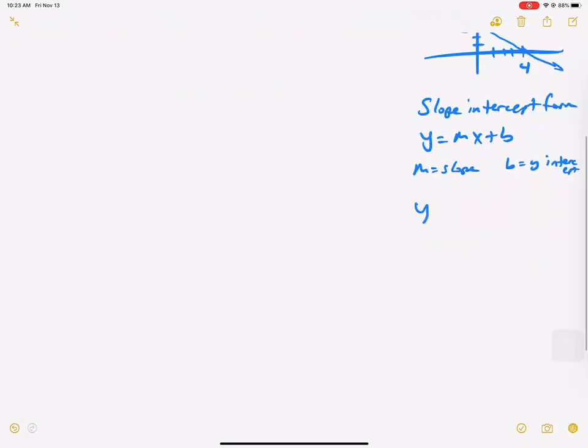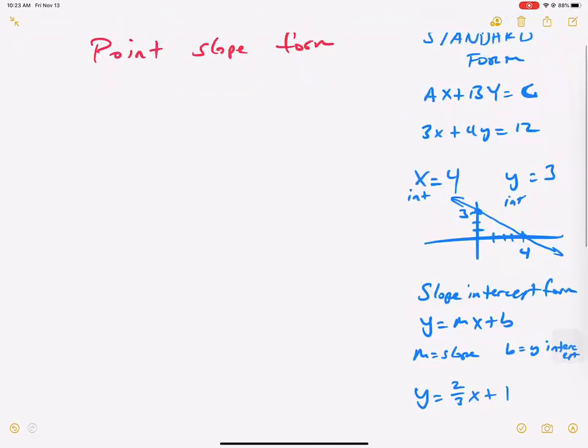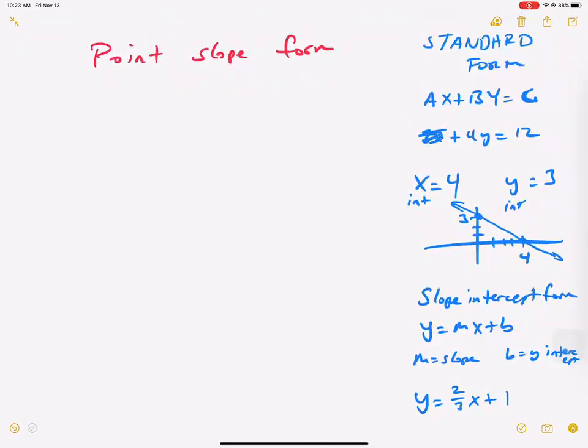Well, if I wrote the form y is equal to 2 over 3x plus 1, the amazing thing about this form is there's no work. Over here, we actually had to cross out one of the sides.